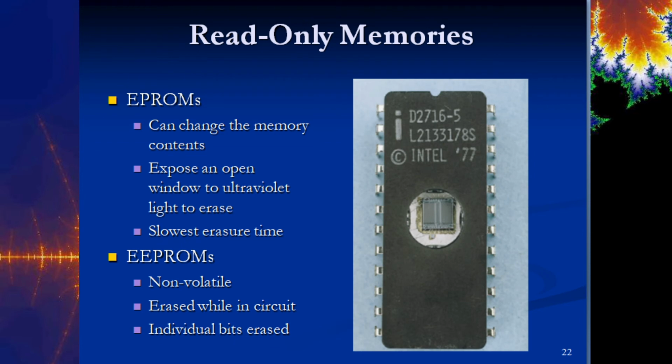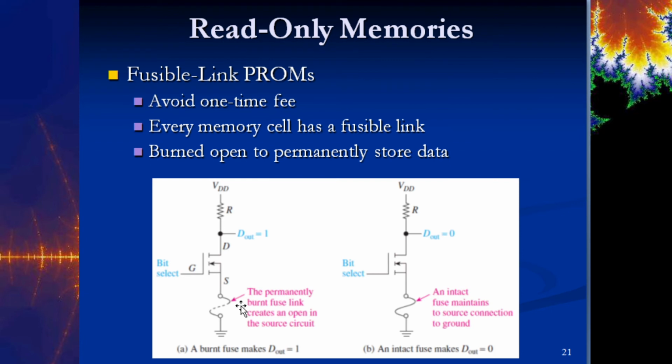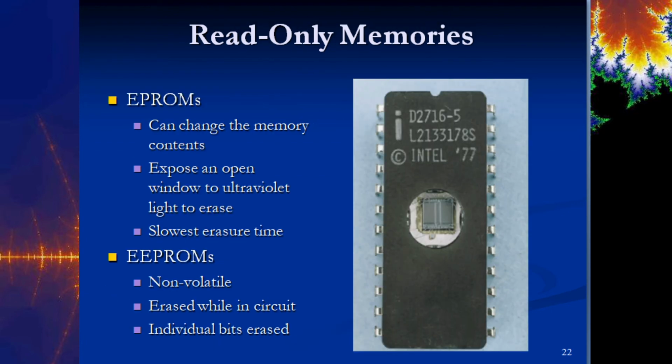So two other popular types of read-only memories are EPROM and EEPROM. In each case here, we're allowed to erase what we had. Remember, with the fusible link, once it's burned, it's burned. So here, with the EPROM, we can change the memory contents. It actually has a little window, and when you expose it to ultraviolet light, it will erase everything that's internal to the chip.